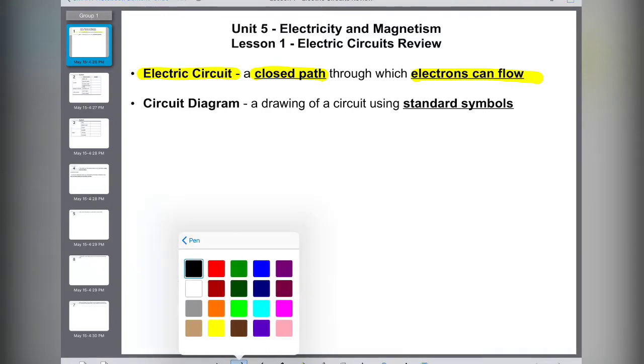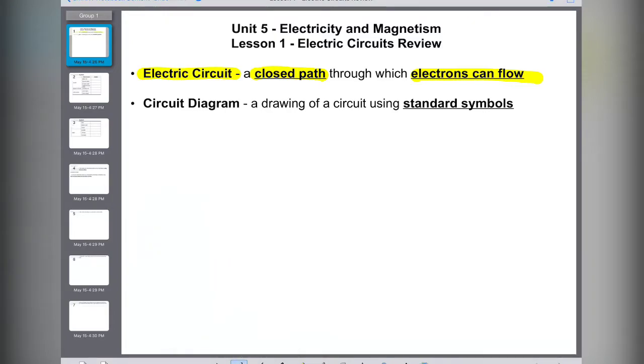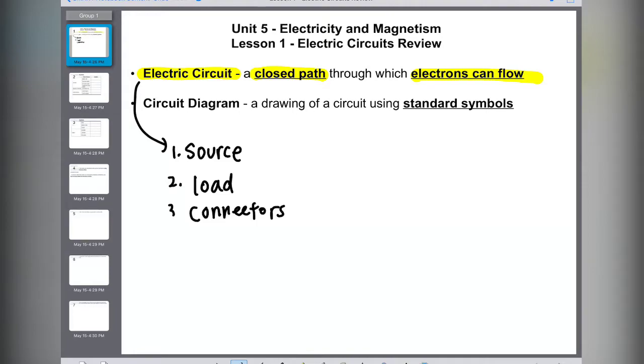And there are three basic components. Every time there is a circuit, you must have a source, and you must have a load, and you must have some sort of connector. Okay, so those are the three essential components of a circuit. Additional things could be a switch, could be a fuse, could be a voltmeter and other stuff. Those are optional, but in order for a circuit to allow electrons to flow, you have to have these three things.